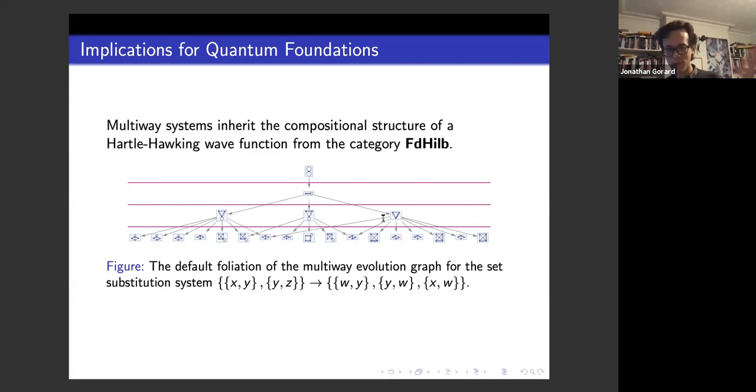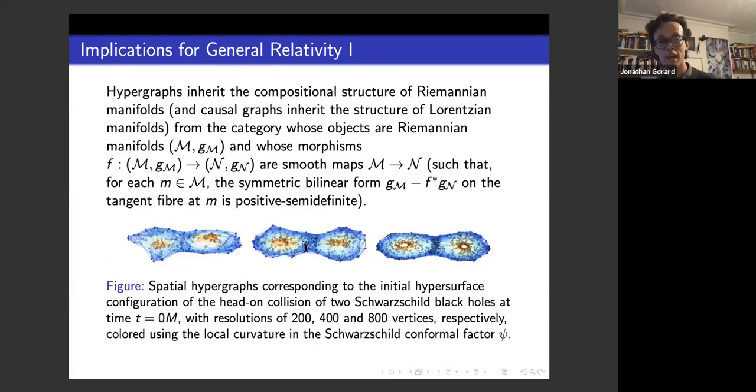So in effect, one can think of each one of these hypergraph states as being like a specification of a classical state of some space-like hypersurface. The collection of hypergraphs on a particular layer of this multi-way evolution graph is then a kind of superposition of those classical states. So each one of these layers is telling us a quantum state of a given space-like hypersurface, or in effect, it's telling us the quantum state of a gravitational field on a space-like hypersurface. And then the evolution from one to the next is given by some discretized version of the Hartle-Hawking wave function from quantum mechanics. And the thing that justifies this whole construction is the inheritance of that spatial structure from the category FDHilb.